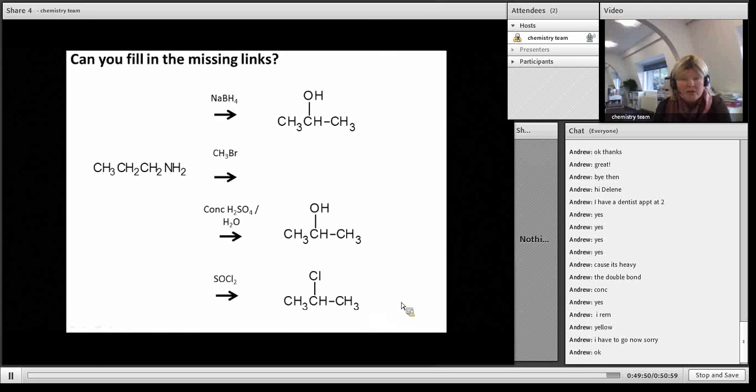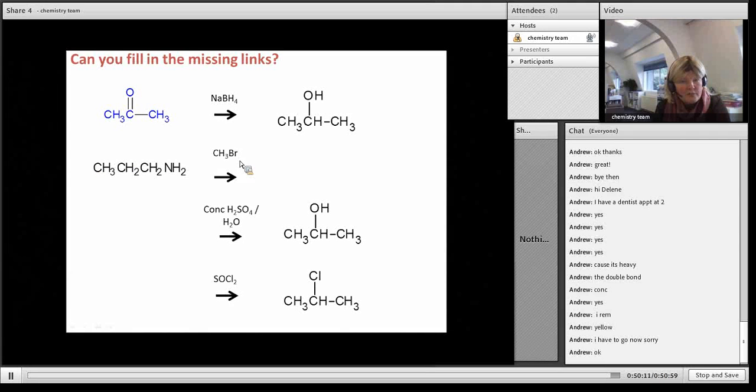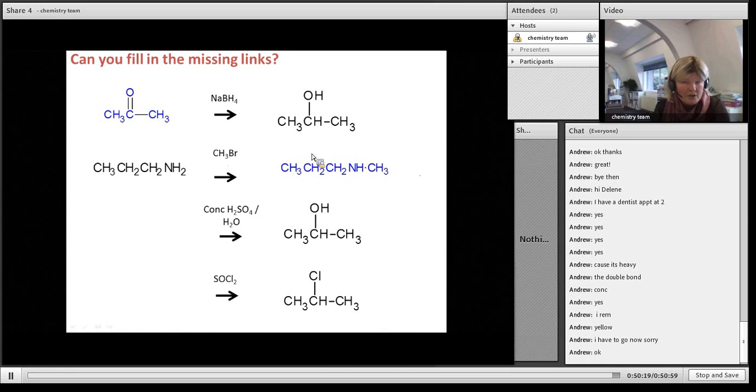So let's go and do a bit more practice. If I've got sodium borohydride and I want to form a secondary alcohol, I needed to have started with a ketone. So there's my ketone. If I've got an amine and I'm reacting it with a haloalkane, remember this acts as a nucleophile onto that carbon, so I'm going to form a secondary amine. You do not have to know the naming of secondary amines. So in the exam they'll ask you to draw the product, but they'll never ask you to name it.